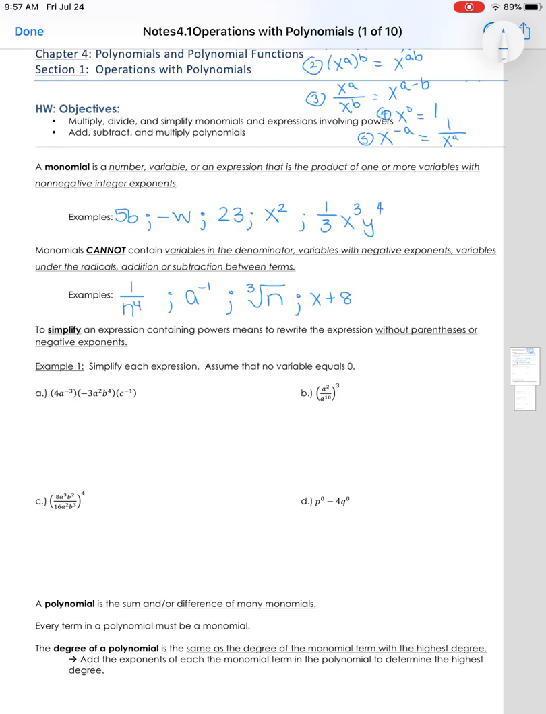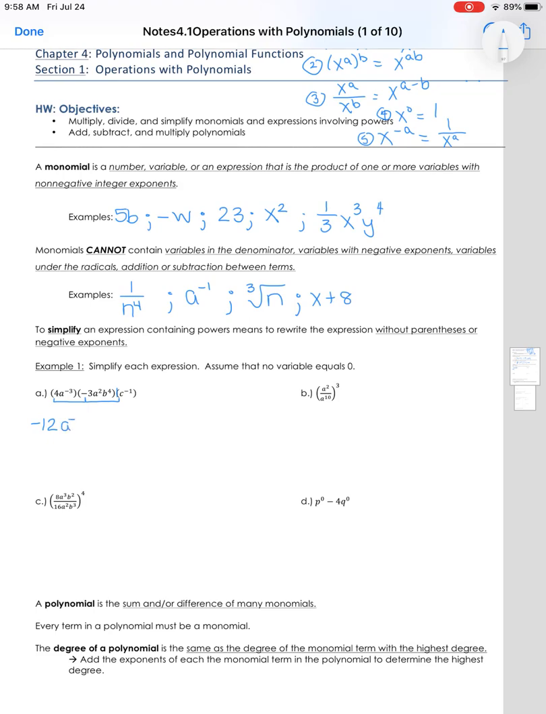Now, monomials cannot contain variables in the denominator, so it couldn't look like this. Variables with negative exponents, so you could not have something like that. Variables under the radical, so you can't have anything that looks like that. And you can't be adding or subtracting between terms, so you can't have anything like x plus 8 or x minus 8.